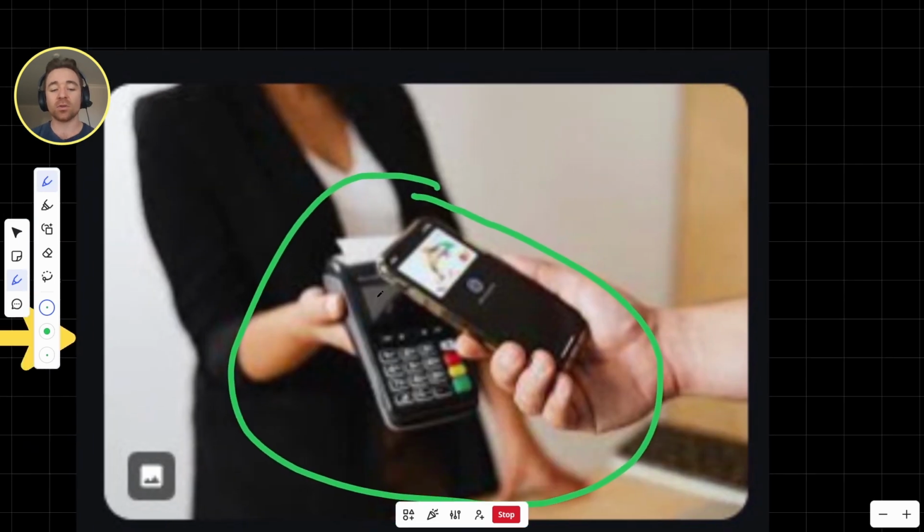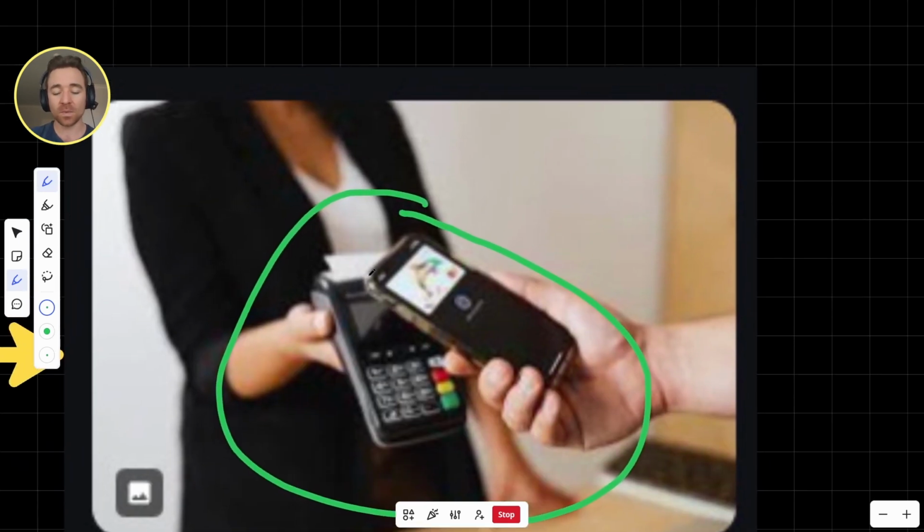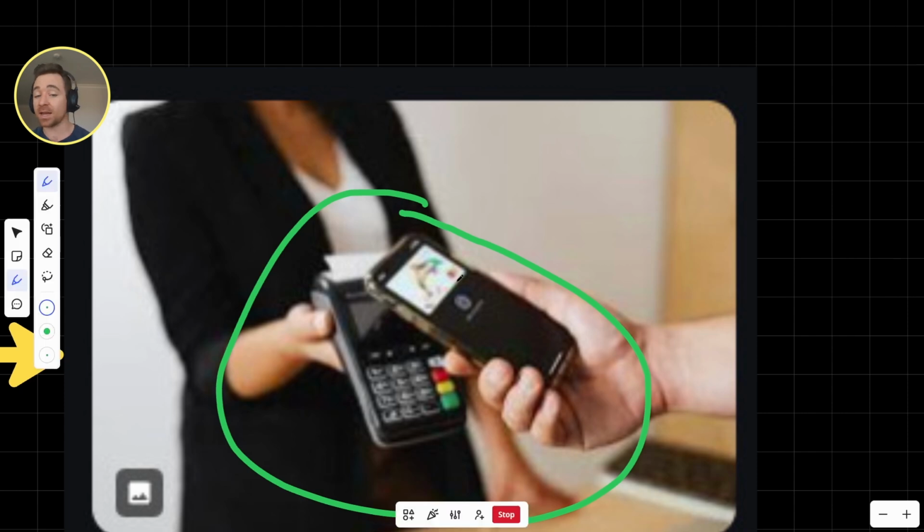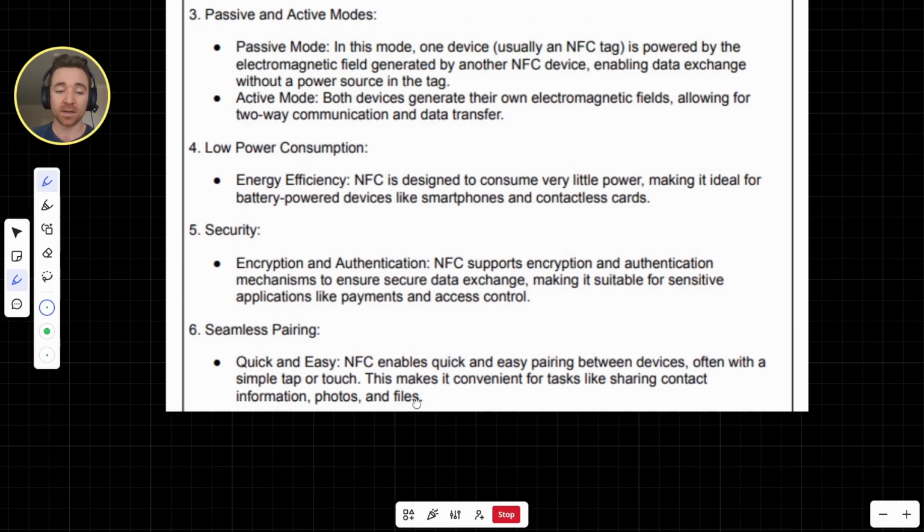So you are tapping a device against another device for a short range data transfer. You can use that to gain access to a building. You can use that to pay money. You can use it to transfer any kind of data. If you're just tapping in a very short range, then that's going to be NFC, okay?